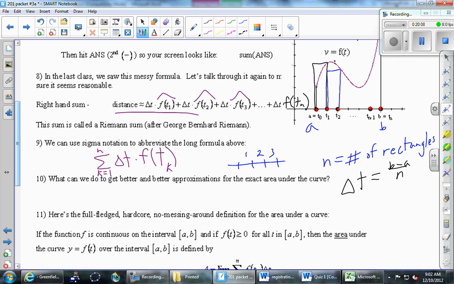Okay, so that right there is our crazy notational way to write down the sum of a bunch of Riemann rectangles to estimate the area under a curve. A lot of pieces, a lot of notation.